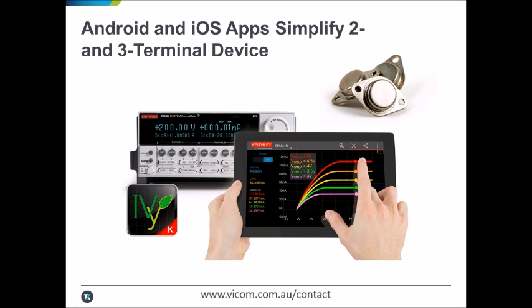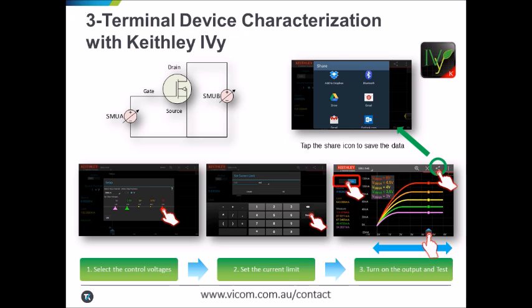The Keithley IVy app allows you to interactively test 3-terminal devices with minimal setup required using Keithley's Model 2600B series of single and dual-channel SMUs. To test a 3-terminal device with IVy, start by choosing the voltages to be applied to the control terminal of the device. These are the levels at which the other 2 terminals will be characterized, and a separate IV characterization curve will be drawn for each control level.